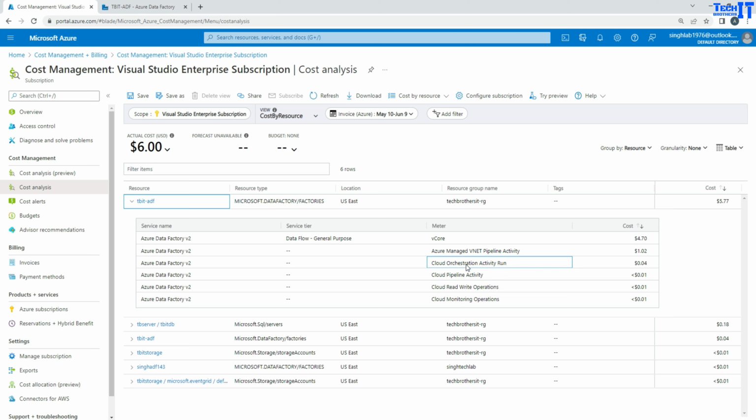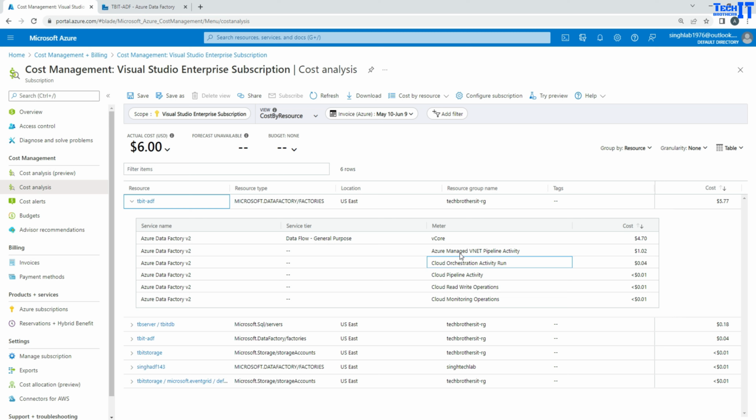orchestration activity run. My accent is also weird, and some of my English is broken. Honestly, some of the keywords I cannot pronounce well. So I did try to come up with the orchestration part of it, but forgive me for that one.